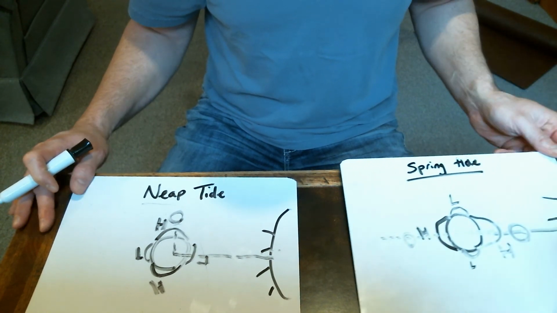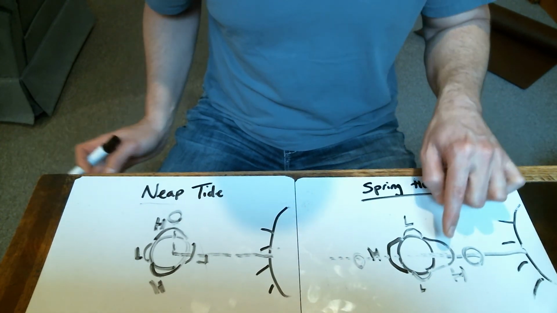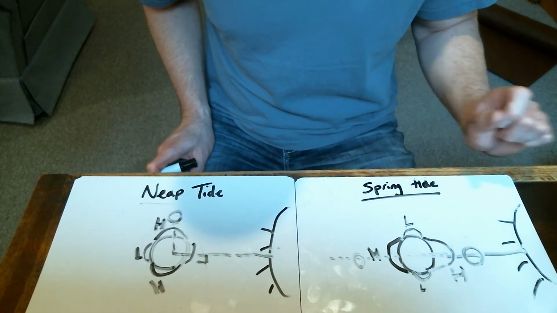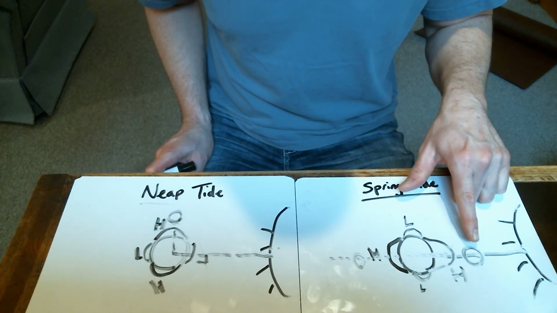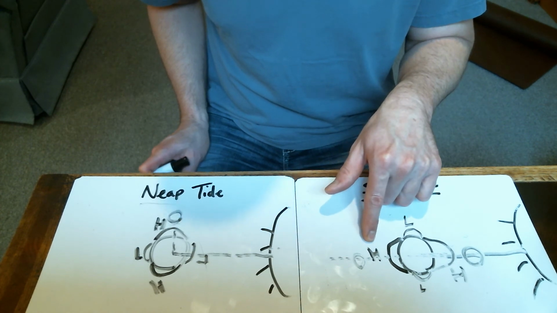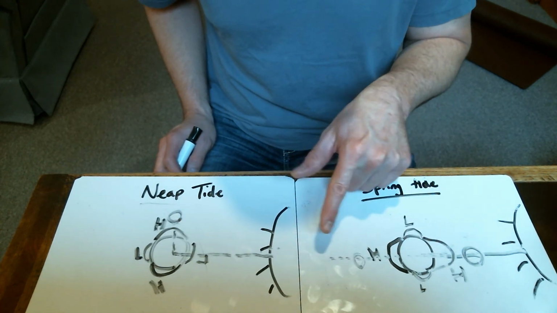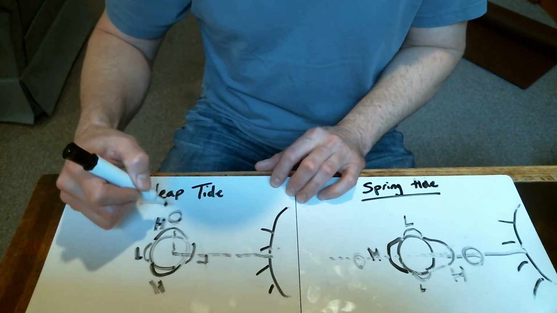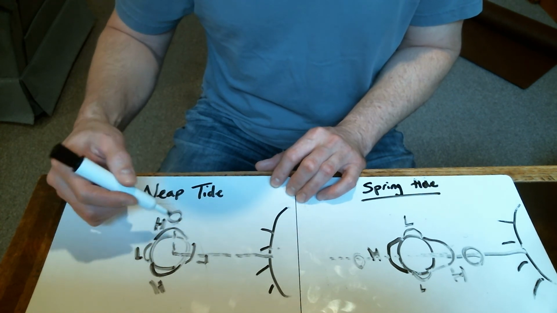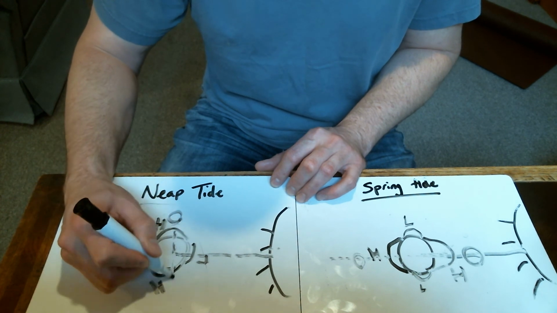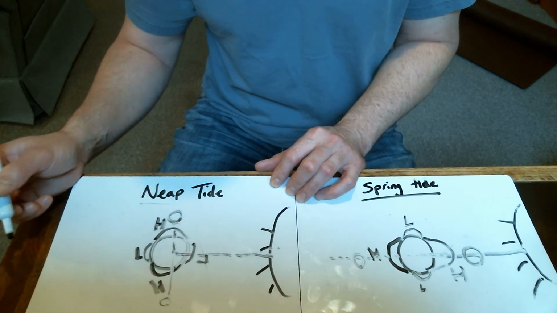A spring tide, again, is a big difference between high and low tides. Spring tides occur during the new moon and full moon, when the sun, moon, and earth are in a straight line. Neap tides occur when the sun, the moon, and the earth are in a 90-degree angle. So neap tides occur during a first quarter, and it also occurs during a third quarter.